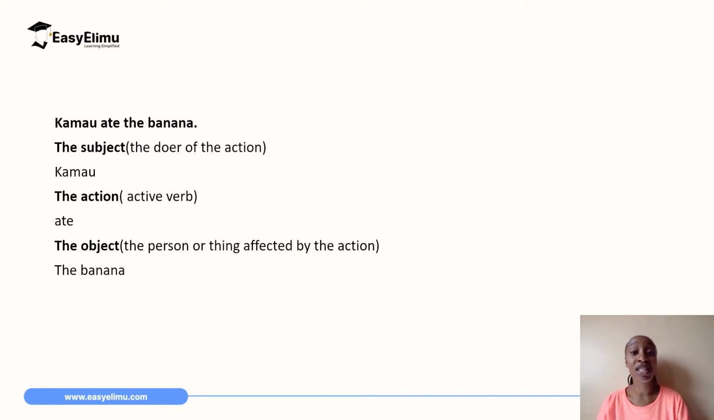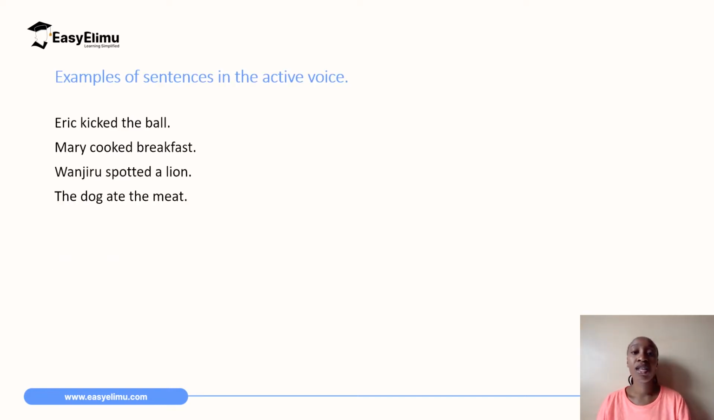So the subject is the doer of the action. The verb is the action. And the object is the thing or the person that is affected by the action. I hope you have understood that, and I hope that that is clear. So let us have a look at some sentences that are in the active voice. For each of these sentences, we are going to identify what is the subject, what is the verb, and what is the object. The first sentence, Eric kicked the ball.